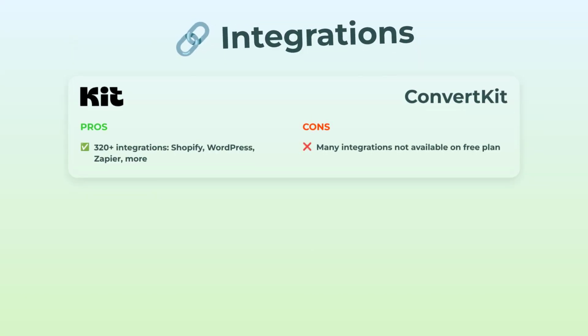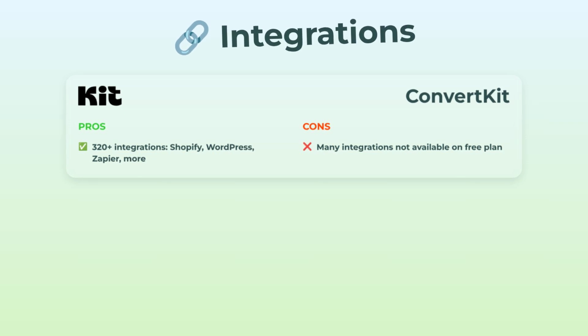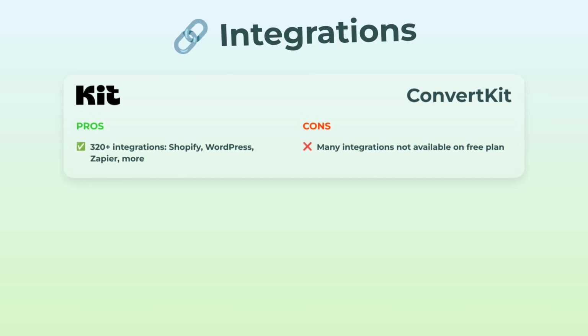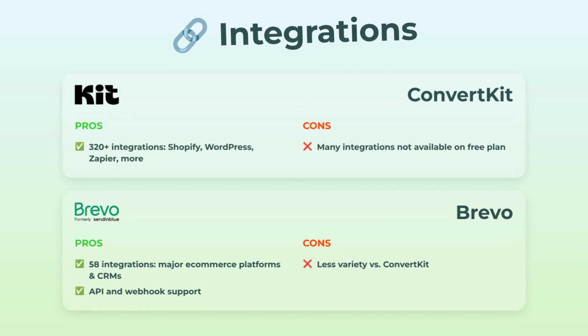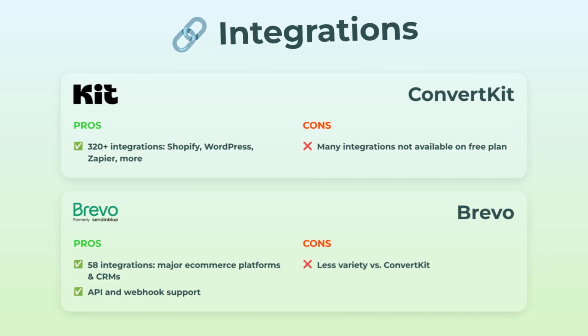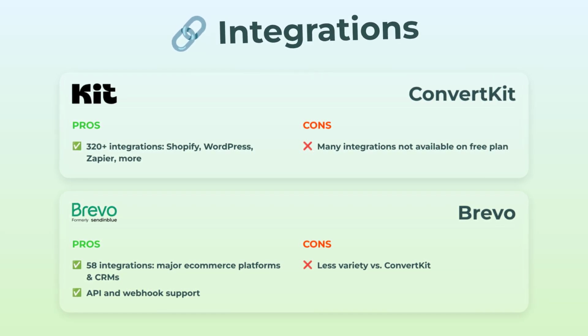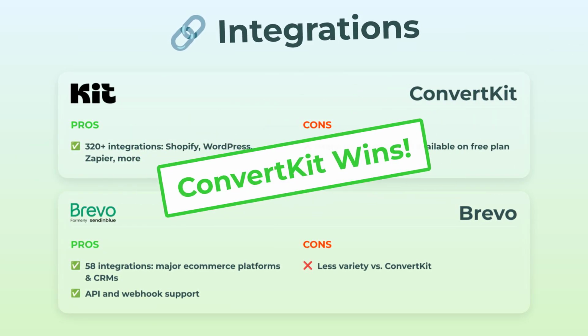Integrations. Okay, this is a fun one. ConvertKit is just packed. Over 320 integrations. You got Shopify, WordPress, Zapier, you name it. Pretty wild. Only snag is, if you're on the free plan, you'll notice a good chunk of those are locked away unless you upgrade. Brevo's got about 58 integrations. Major e-commerce and CRM platforms for sure, plus API and webhooks for power users. But not nearly as much variety as ConvertKit. So, in the integration battle, ConvertKit's the winner.